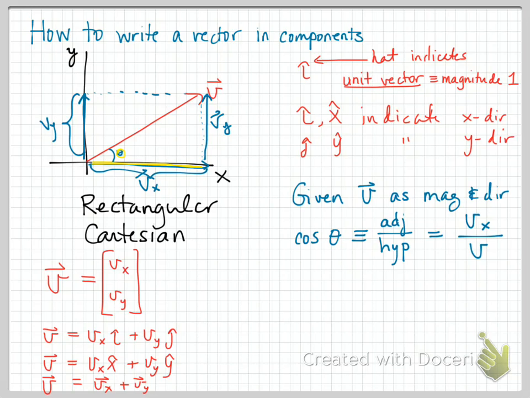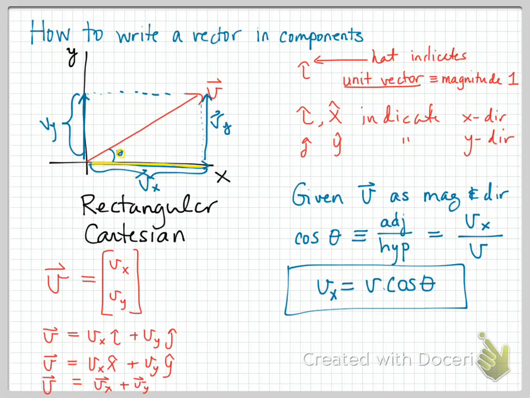Now we're not using any vector arrows there on purpose, so that those numbers without a hat or an arrow over the top mean the magnitude only. I can rewrite this, just cross multiply, and get that V sub x equals V times cosine theta. That is how to get the x component.